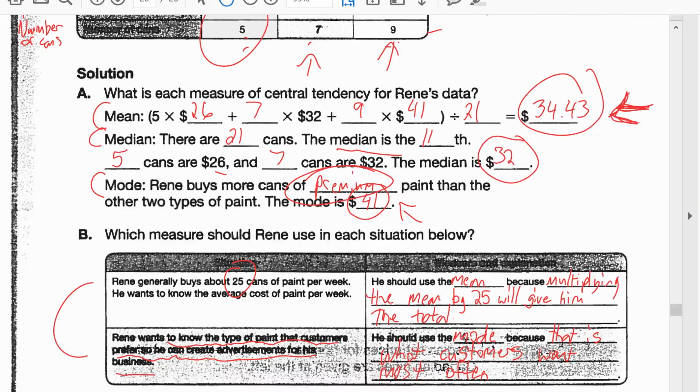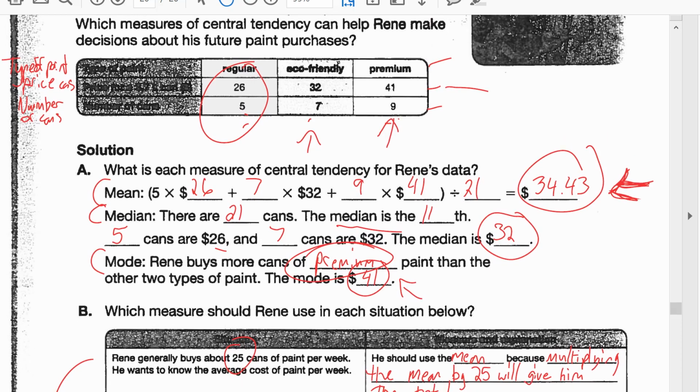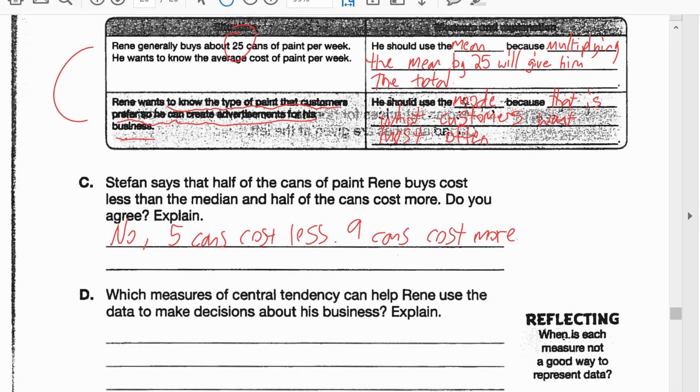How many cost the median? The median was 32, so 7 cost 32. So it's not half and half if you look at the median. It's actually more cost more and less cost less.